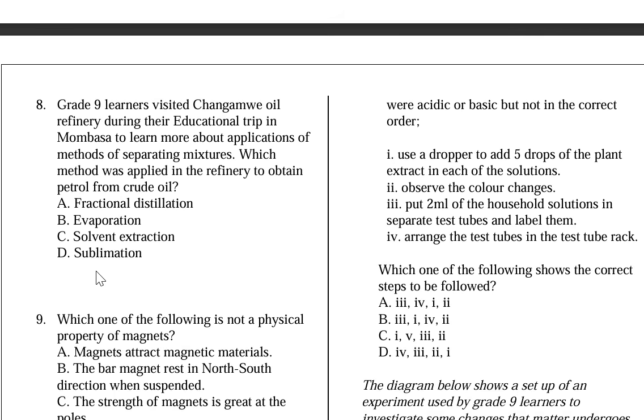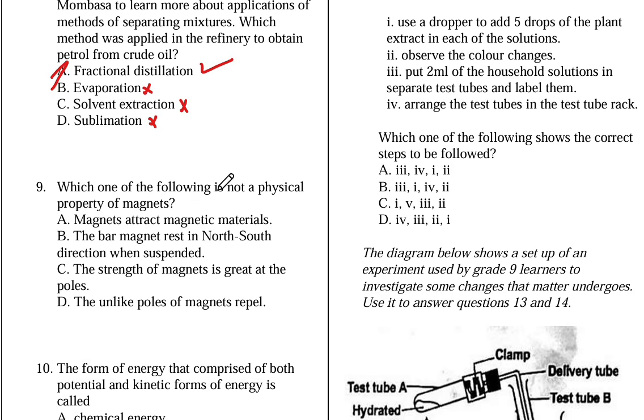To start with, sublimation is used to separate substances where we have one substance that sublimes directly into a gas, for example iodine crystals, dry ice, etc. So this one is not the correct option. What about solvent extraction? Even that one is not the correct option. What about evaporation? You cannot use evaporation to separate petrol from crude oil. So we use what we call fractional distillation, and therefore the answer is A. We continue to question number 9.